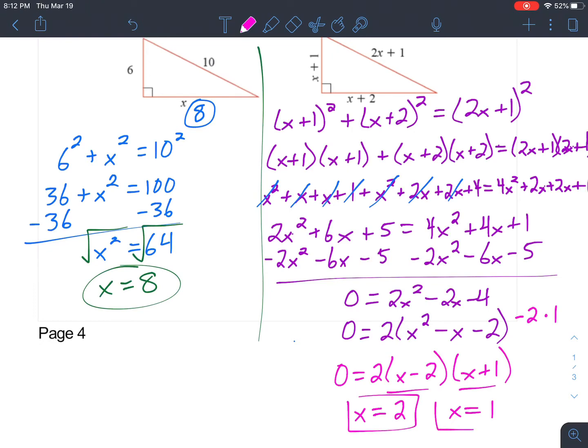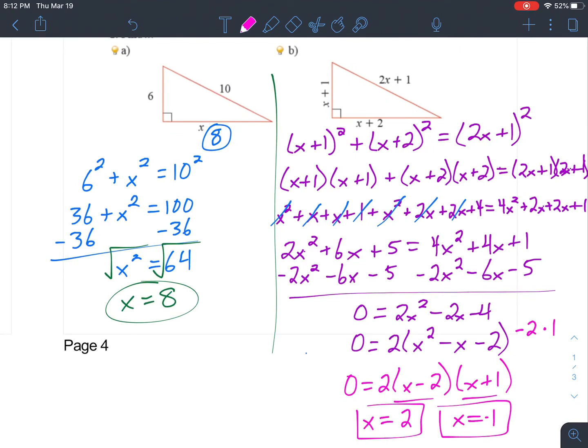For that first part then, we're going to get x equals 2. For the second part, we are going to get x equals -1. And we're not quite done yet, because we need to check if both of these work. Now, the 2 is going to work. All of the sides are going to be positive. If we checked with the Pythagorean theorem, we're going to end up having a 3, 4, 5 right triangle. So that one is good.